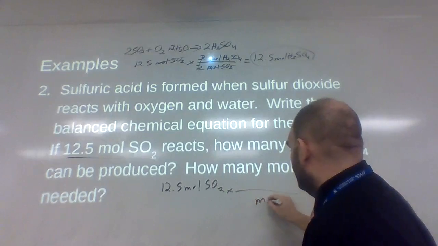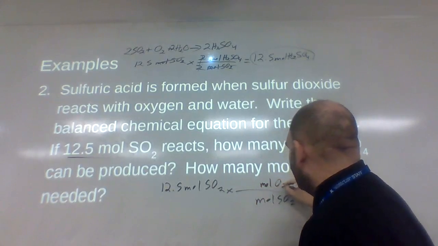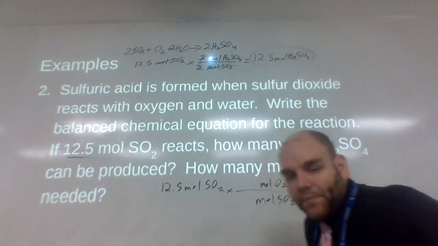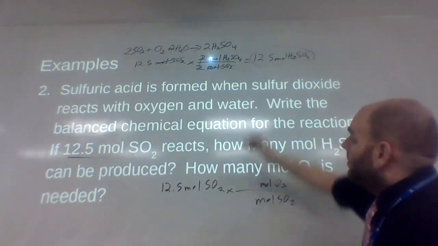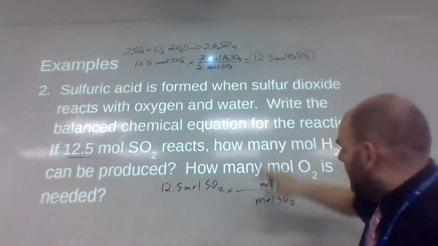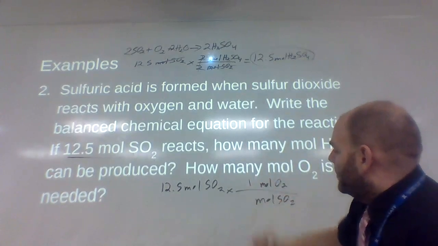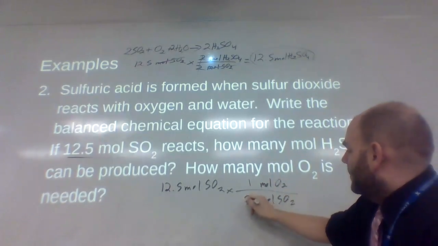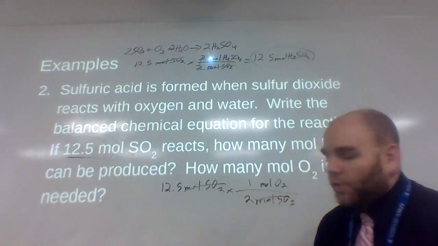Now, moles of SO2 are still going to go on the bottom. This time I want to go to moles of O2, so that's going to go on the top. All right. Now, we look at our balanced chemical equation like we already had. How many moles of O2? Oh, I see it's just 1. How many moles of SO2? 2. Moles of SO2 cancel.